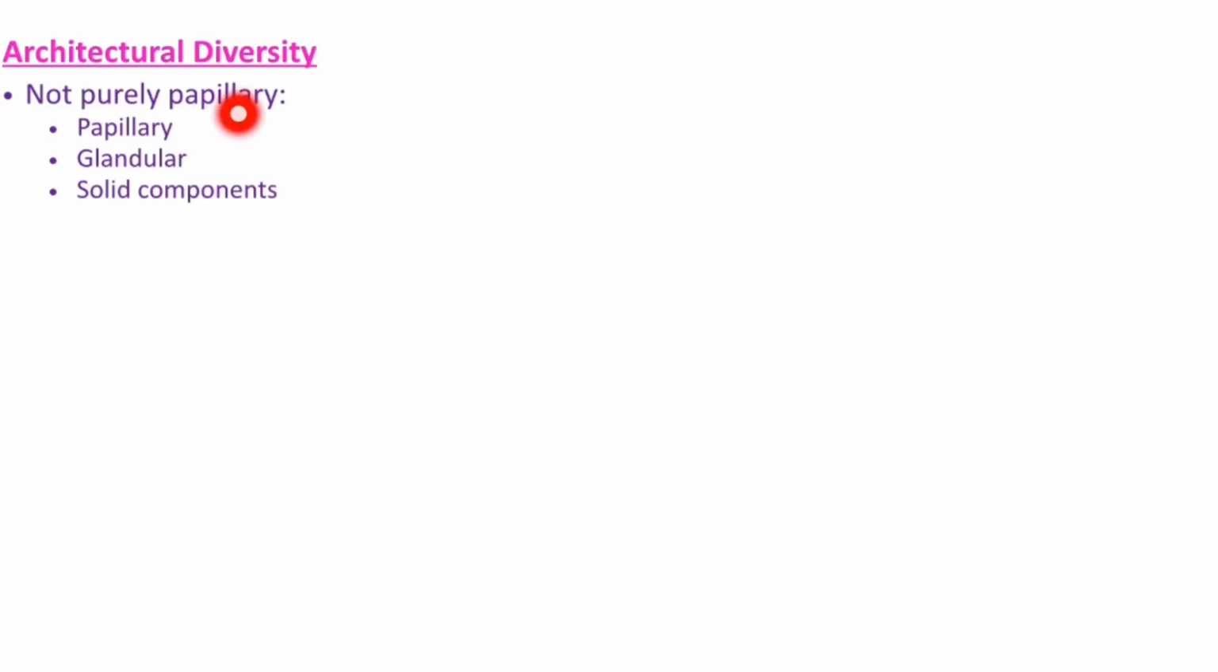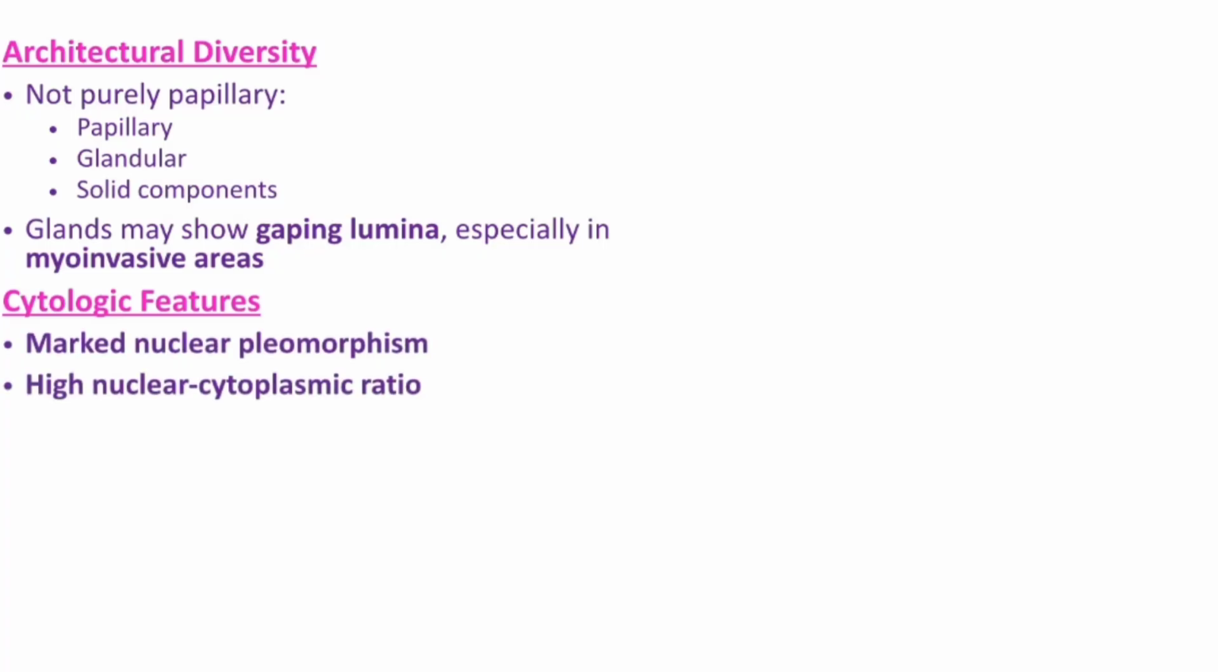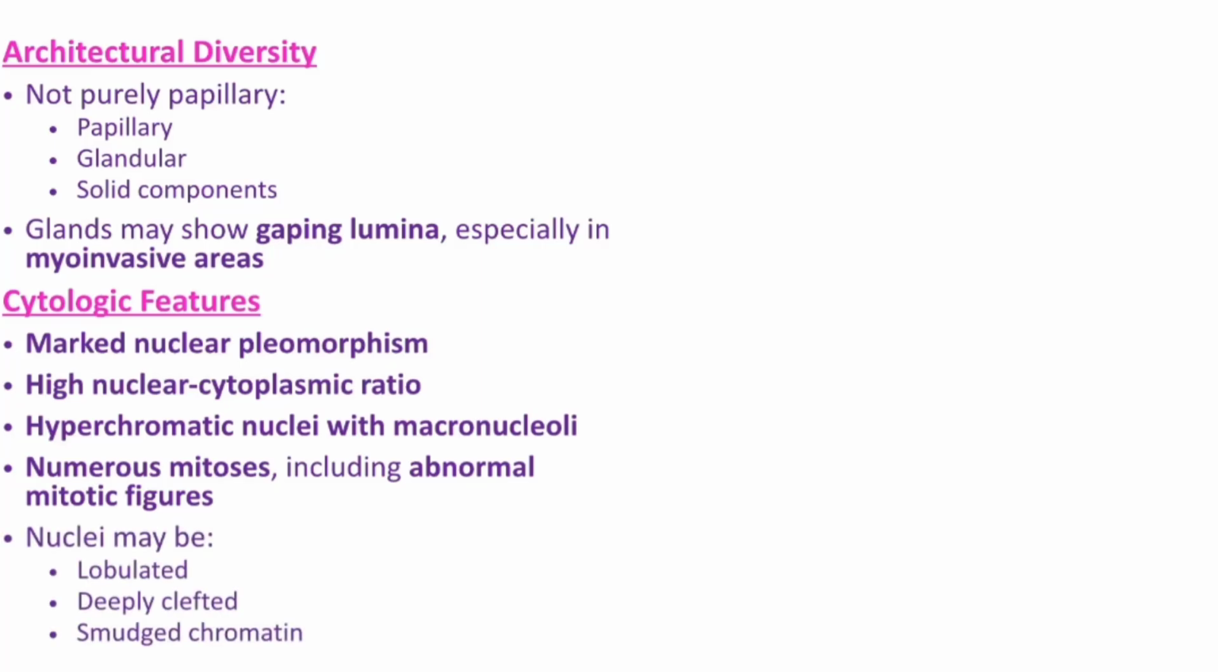Some areas may show papilla, some show a glandular appearance, and a solid component is also present. Glands may show gaping lumina, especially in myoinvasive areas, and cytologically there is marked nuclear pleomorphism, high NC ratio, hyperchromatic nuclei with macronucleoli, numerous mitoses including abnormal mitotic figures, and nuclei may be lobulated, deeply cleft, or have smudged chromatin.